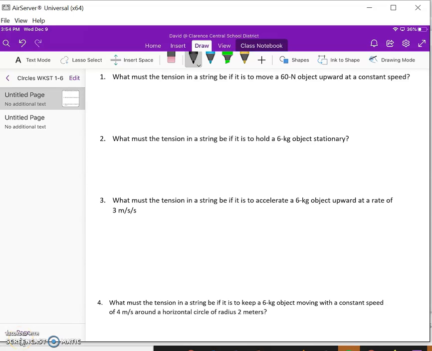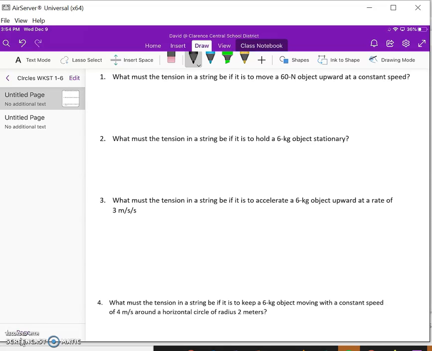We're going to start class today by doing questions 1 through 6 of your homework. These 6 questions lead us through a great progression to help our understanding of circular motion. The first 3 questions have to do with non-circular motion, and all these questions have to do with the tension strength in a string.